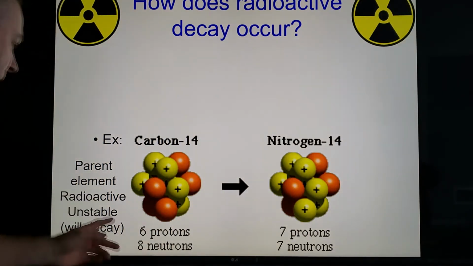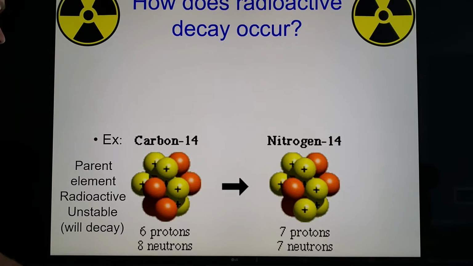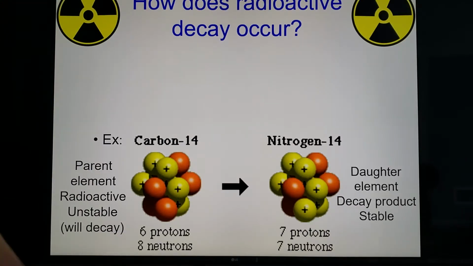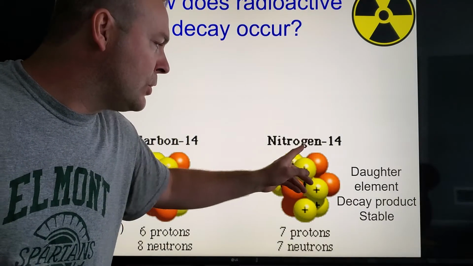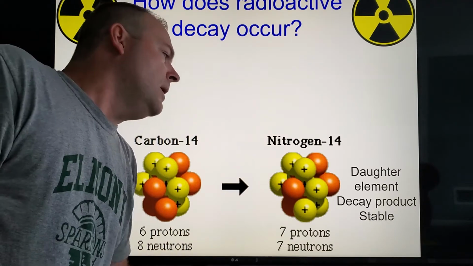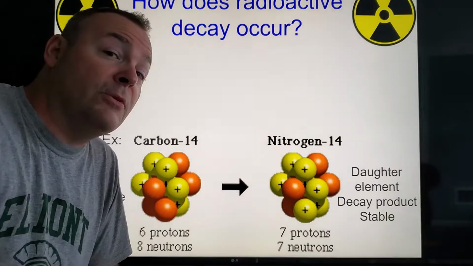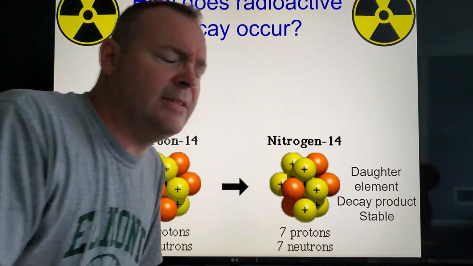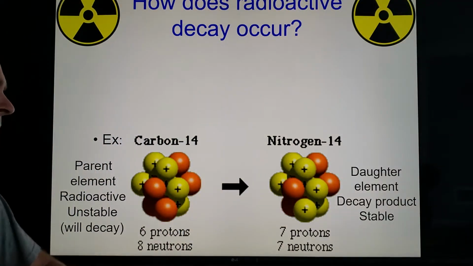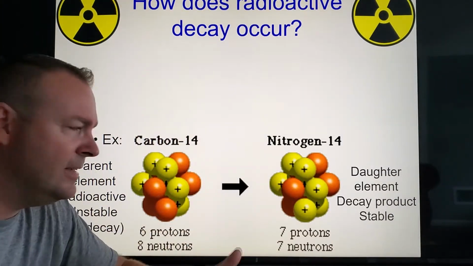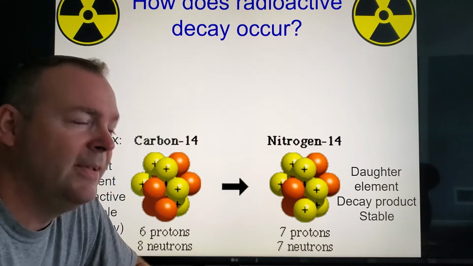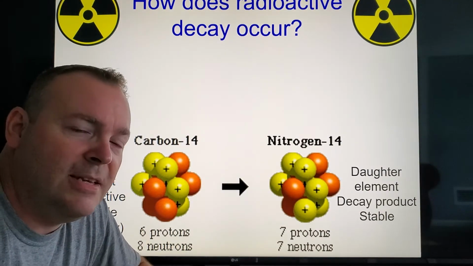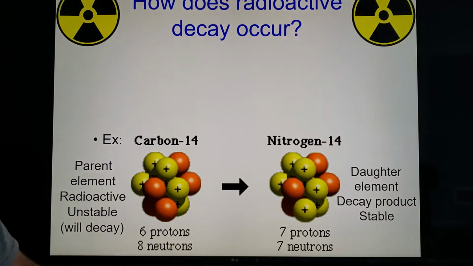So the parent element here, unstable, will decay, and it will turn into a stable product called the daughter product over time. And you can have some fun with your folks on that. You could say, whoa, in science today we learned that the parents are unstable, but the daughter is stable. I wouldn't discuss that at dinner, but hey, it's up to you.